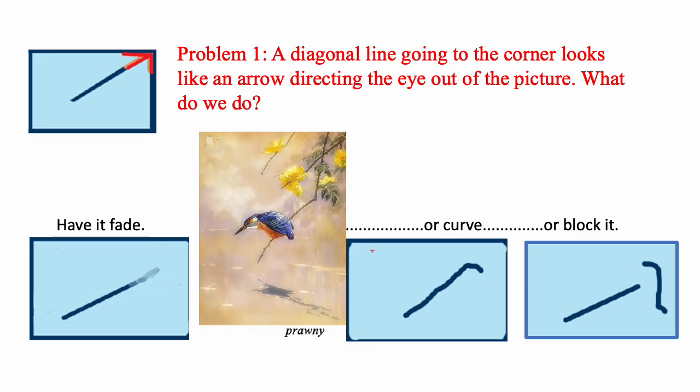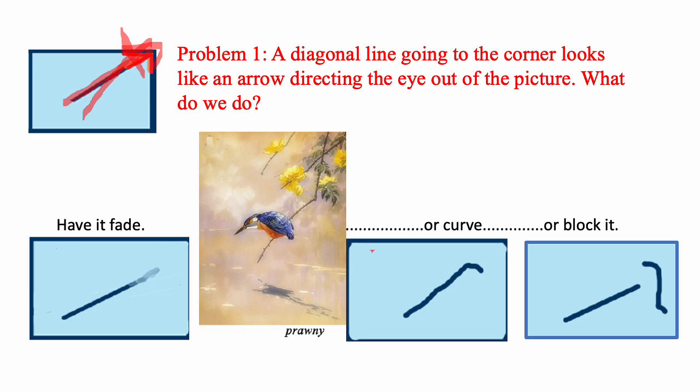A problem diagonal is if it goes to the corner, especially if it touches the corner, because it literally forms an arrow pointing out of the picture, which is not a good message to send to your viewers. And the steeper the diagonal, the more the line shoots out of the picture. So for most diagonals, you want to de-emphasize it on the right.